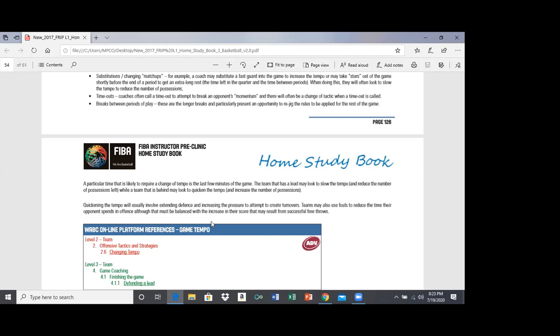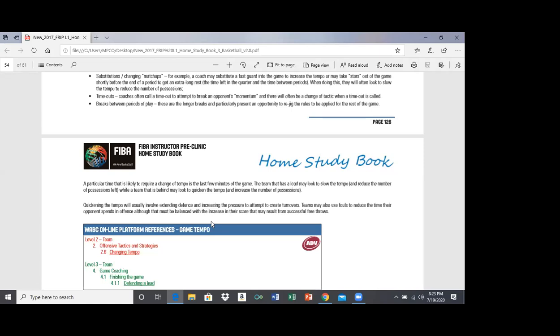So quickening the tempo will usually involve extending defense and increasing the pressure to attempt to create turnovers. Teams may also use fouls to reduce the time their opponents spend in offense, although that must be balanced with the increase in their score that may result from successful free throws. Yeah, you're fouling, but make sure I don't foul while the team is in the bonus, particularly coming down to the end of the game.